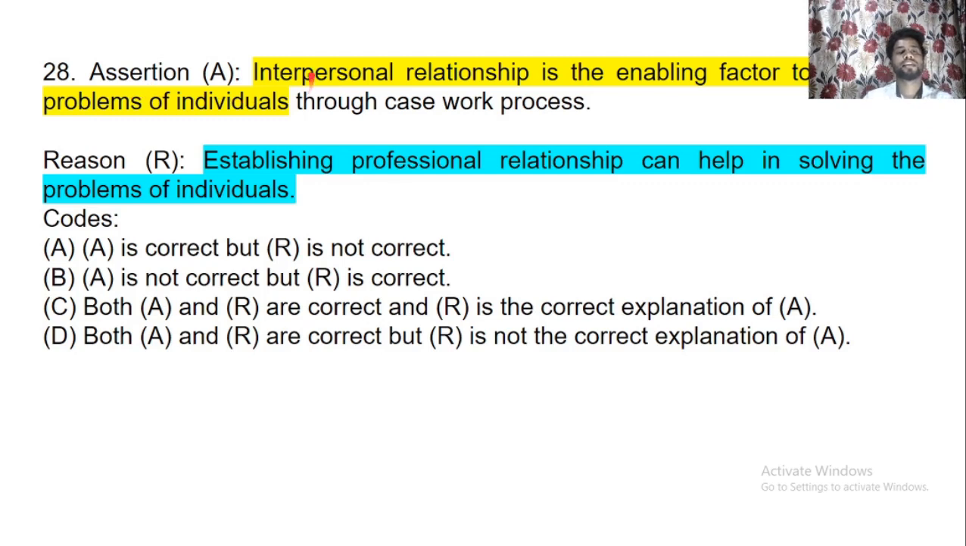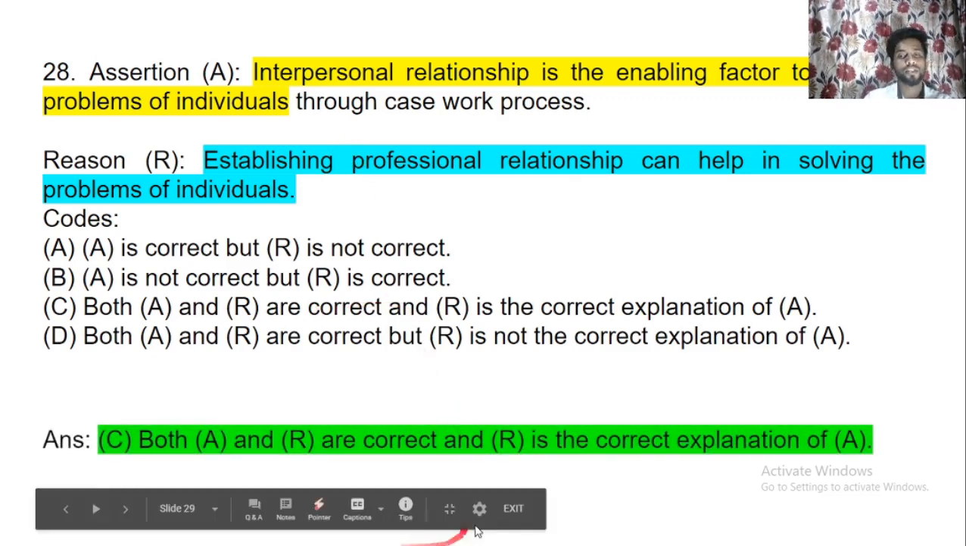Now next question: interpersonal relationship is an enabling factor to solve the problem of individuals through the casework process. So interpersonal relationship is the enabling factor. Yes, it's correct, to solve the problem of individuals through the casework process is correct. And establishing a professional relationship can help in solving the problems of individuals. Yes, both are correct, and R is the correct explanation of A.